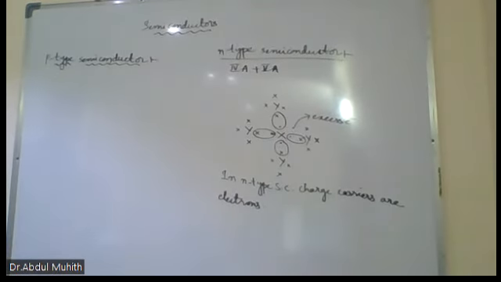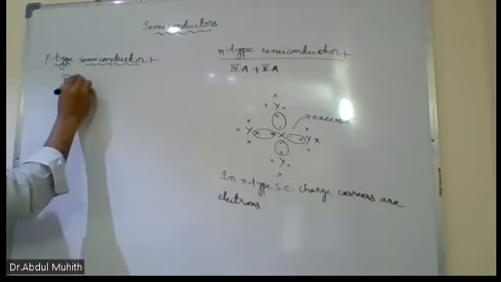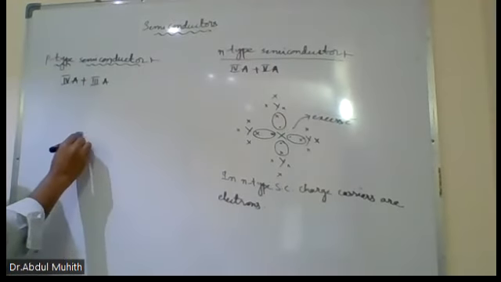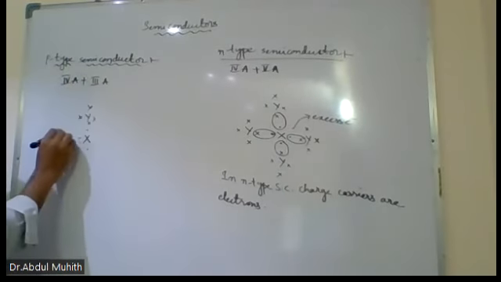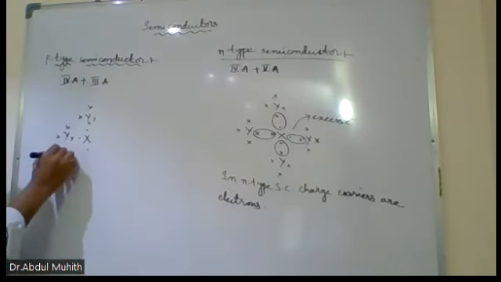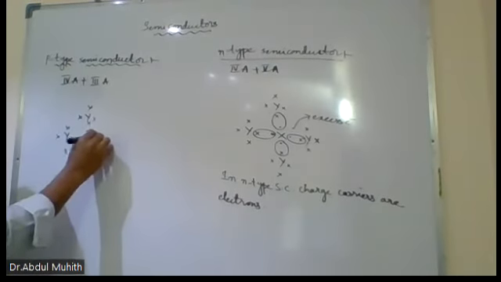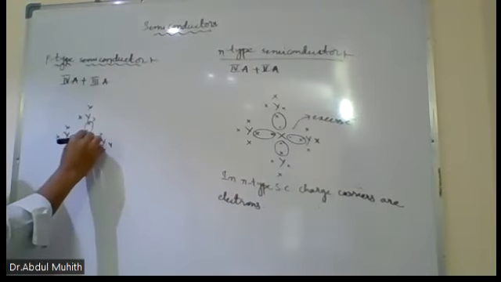Now, p-type semiconductor. In a p-type semiconductor, we are taking a fourth group element with a third group element. The doping element is 3A. Suppose here we have X, which has 3 electrons in the outermost shell, and Y has 4. So this is 1, 2, 3, 4, again 1, 2, 3, 4, again 1, 2, 3, 4. So this is the bonding, and we lost one.